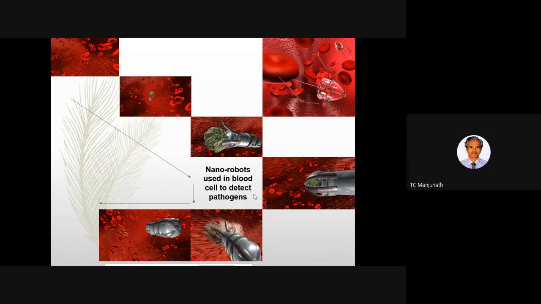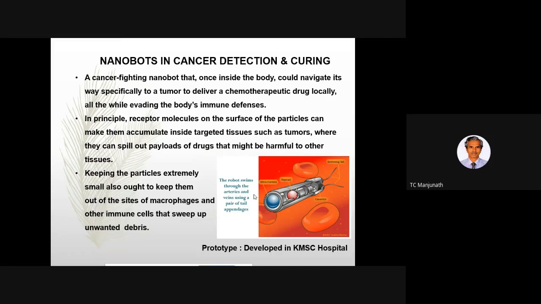Nanorobots in cancer detection and curing. A cancer-fighting nanobot that, once it enters the body, could navigate its way specifically to a tumor to deliver a chemotherapeutic drug locally, all the while evading the body's immune defenses. In principle, receptor molecules on the surface of the particles can make them accumulate inside targeted tissues such as tumors, where they can spill out a payload of drugs that might be harmful to other tissues.